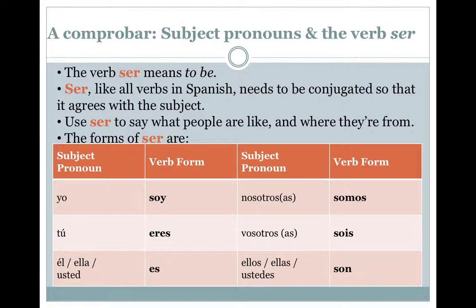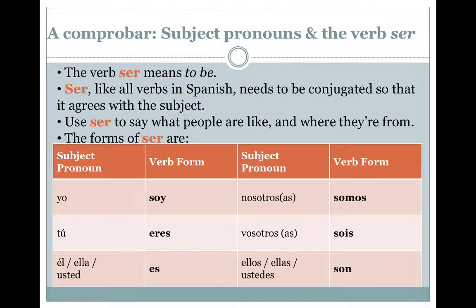If I want to say that you are tall, tú eres alto if you're a guy, or if you're a girl, tú eres alta. Okay? So you can go through and match those up. Which ser word would I use with Pablo and Mario to say they are? Well, think about it. Pablo and Mario would be they. My they box is over here. So I'm going to say Pablo and Mario are son.